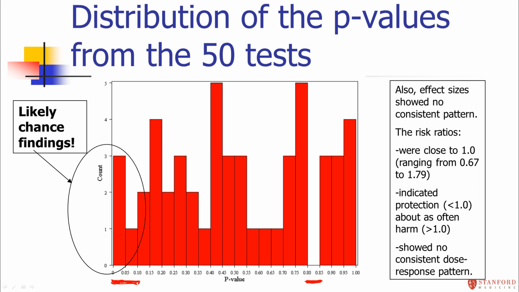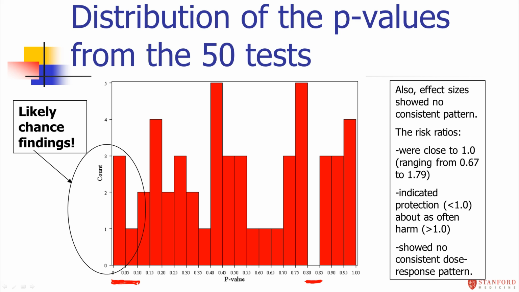So I looked at the effect sizes. They calculated risk ratios here. There was no consistent pattern. The risk ratios weren't big. They were all close to 1. They ranged from 0.67 to 1.79. So no big effect sizes here. And they jumped around from below 1 to above 1. It wasn't like they were all in the direction of harm.